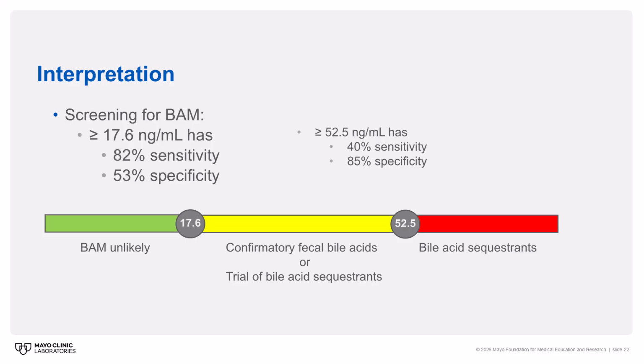Physicians may choose to use an interpretation such as this, whereas, again, ruling out bile acid malabsorption could be concentrations of lower than 17.6 nanograms per mL of 7-alpha-C4. Ruling in could be a concentration of 52.5, where a physician could then go on to treat the patient with medications to treat that bile acid malabsorption, which Dr. Camilleri will go into in a few slides from now.